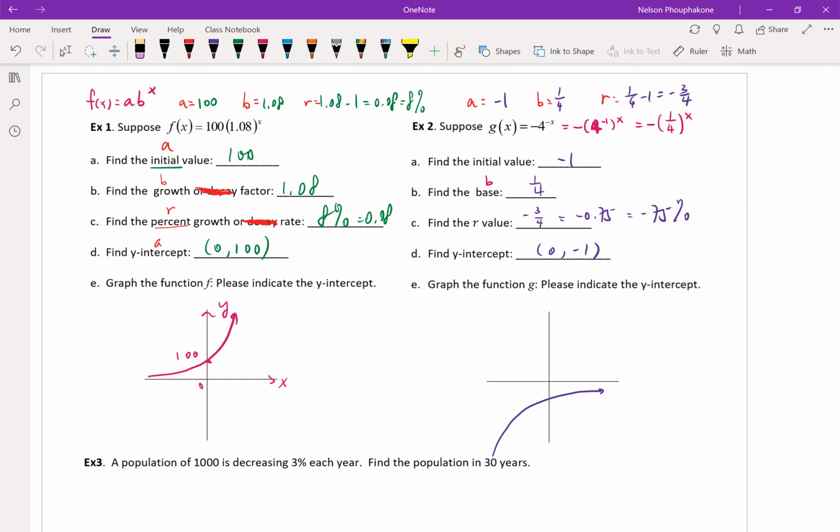Okay, then now we know that this number right here is negative 1, the y-intercept. This is x, this is y, this is 0 right here. Okay, that's it. So this is how we sketch the exponential function based on the a values and the b values.